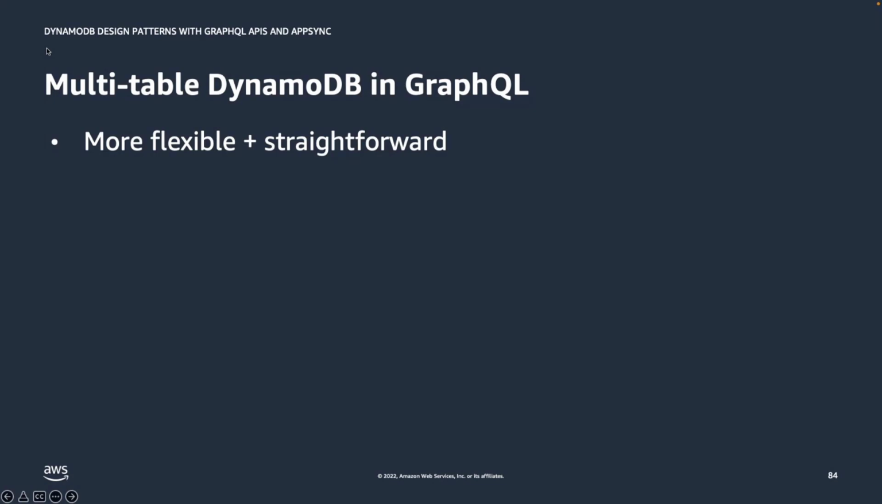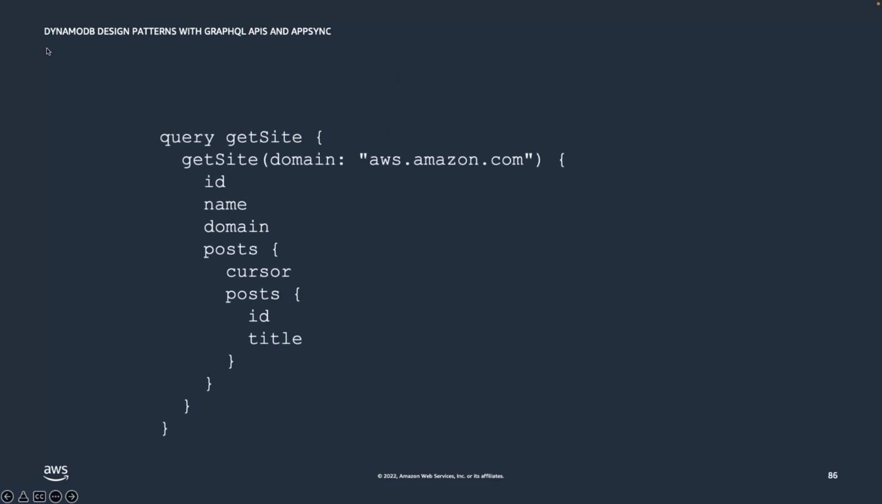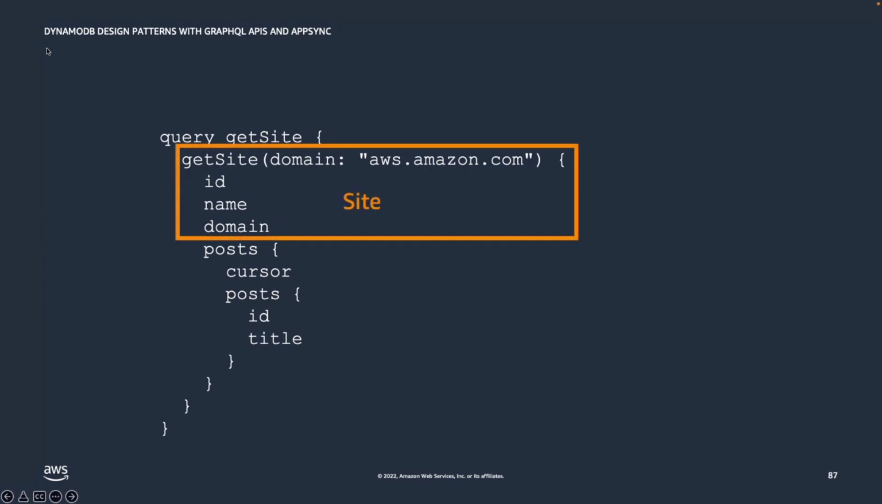One of the benefits of GraphQL is the flexibility it has in terms of queries. This is something that Breeze mentioned earlier, and I think that really fits in nicely if you're using multi-table design. So we had our GraphQL schema earlier. Let's just imagine a sample query we might get. It does a get site to fetch a particular site for us. In this case, we're fetching the site for aws.amazon.com.